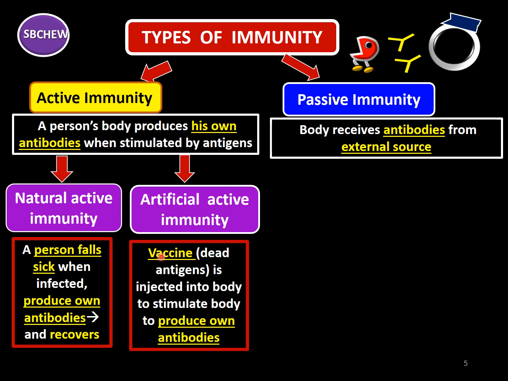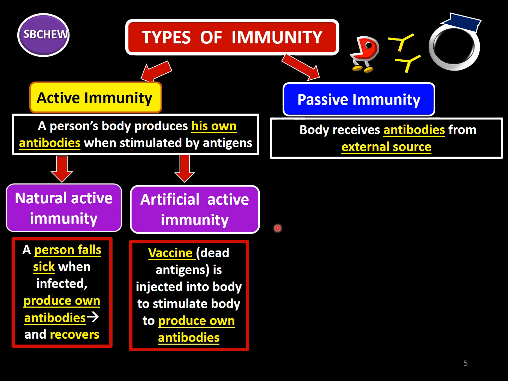In artificial active immunity, a vaccine, which is made up of dead or weakened antigens or pathogens, is injected into the body to stimulate the body to produce its own antibodies. So the person does not fall sick. He just receives an injection, and then his lymphocytes are able to produce the specific antibodies against the pathogens, so that the next time, in case the pathogens infect the body, the lymphocytes are ready to produce the same antibodies to destroy all the pathogens. We'll discuss these two types later.